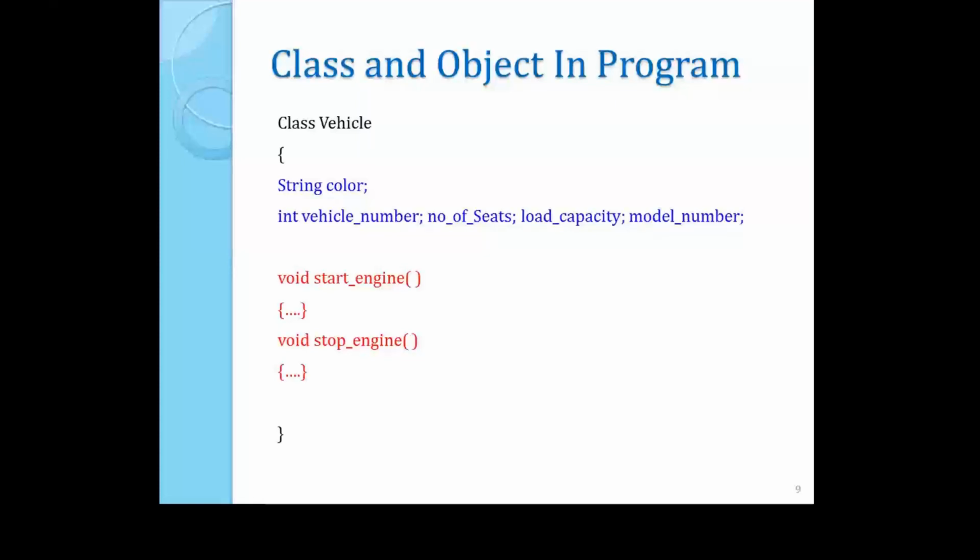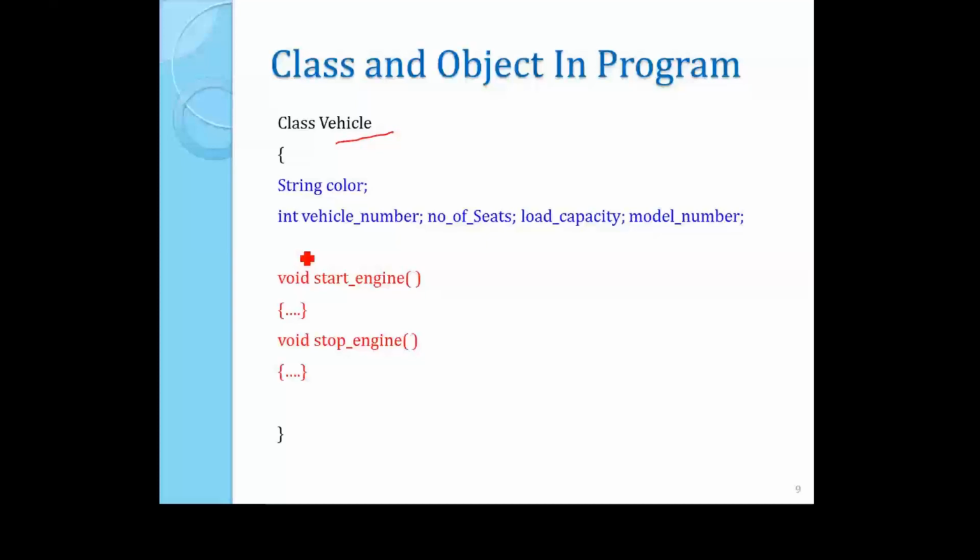Here you can see a slide. Here I am having a class called vehicle. The properties are described like this. For example, I'm using Java in your entire course. I'll be using Java as an object-oriented programming language for explaining the concepts.